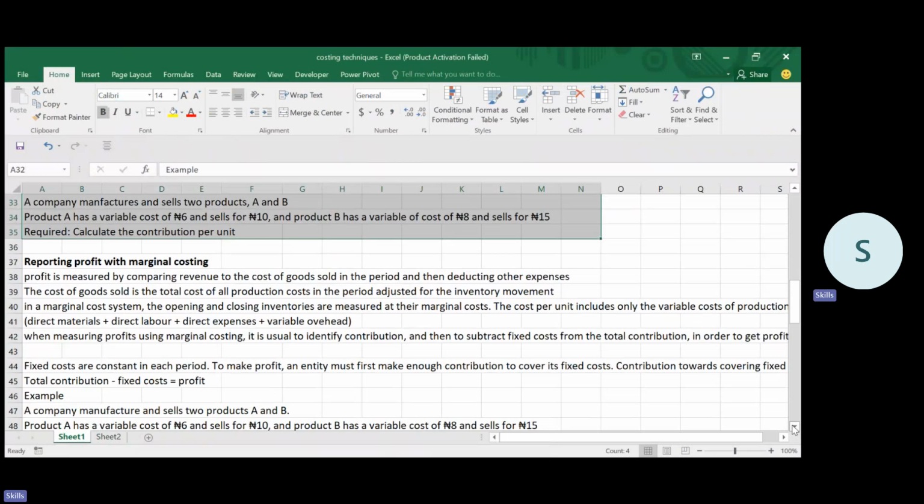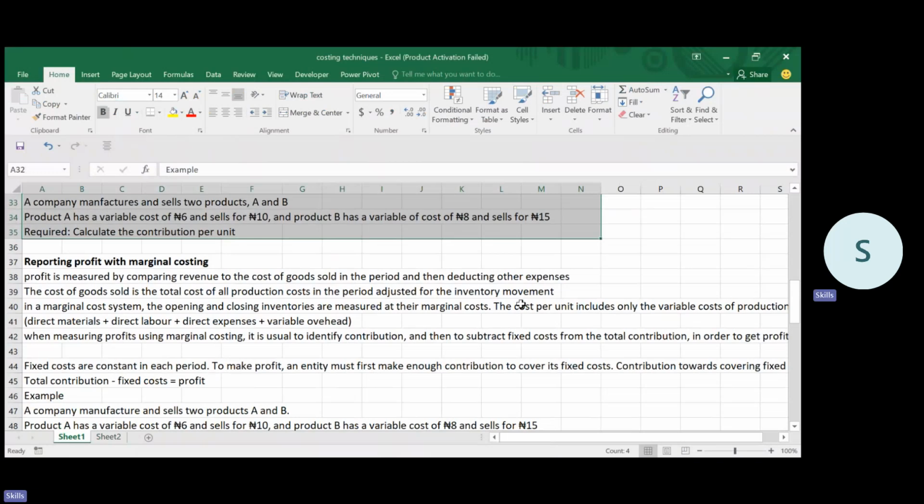You deduct expenses. That will give you the profit. That is how you report profit in marginal costing. The cost of goods sold is the total cost of production in the period, adjusted for inventory movement.